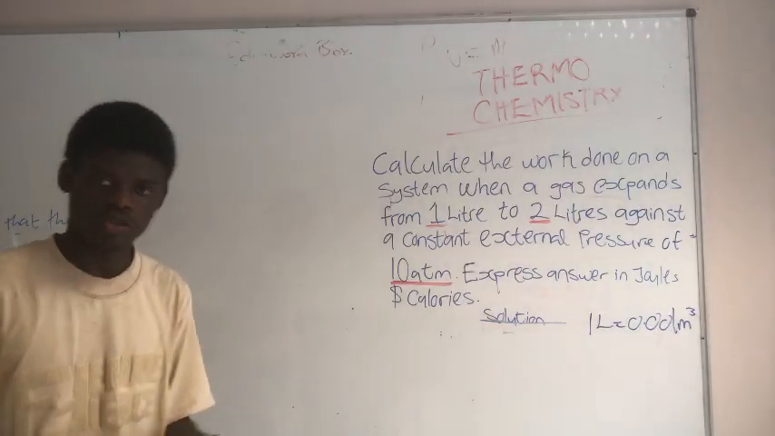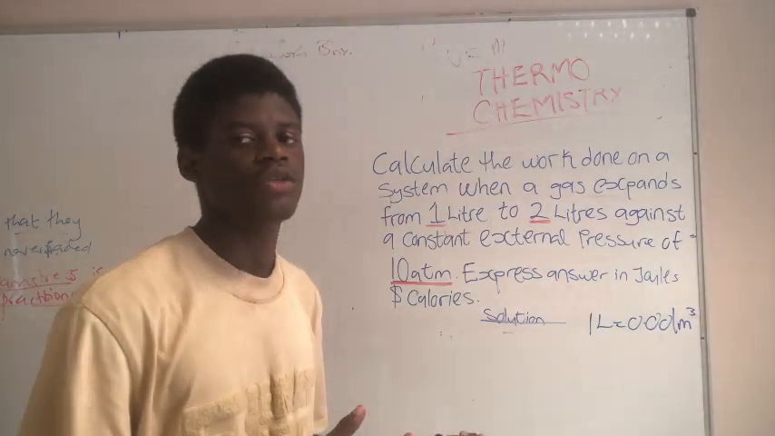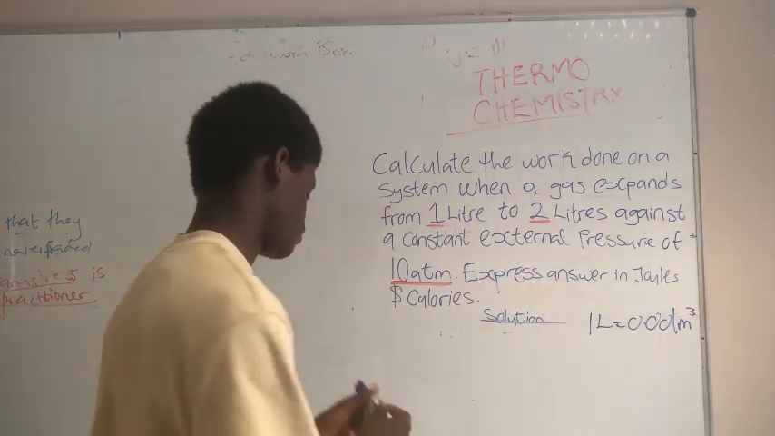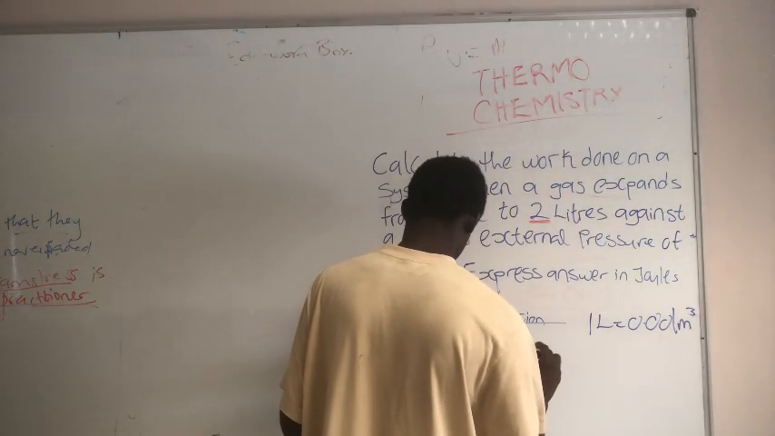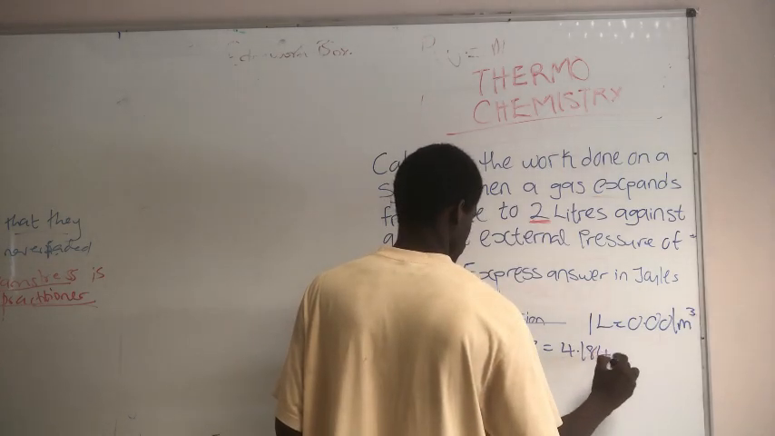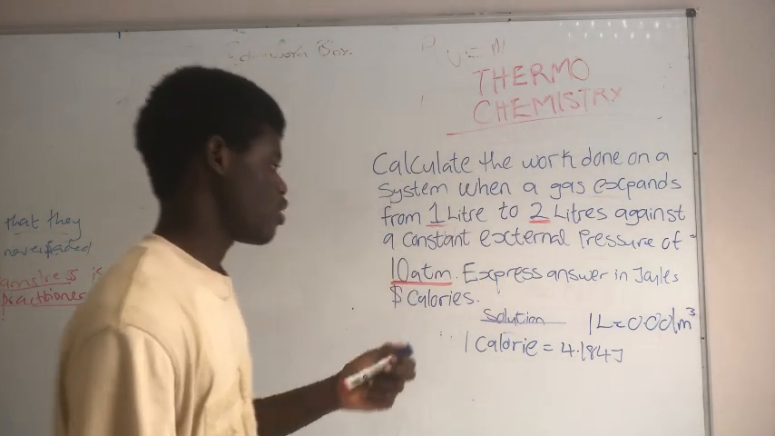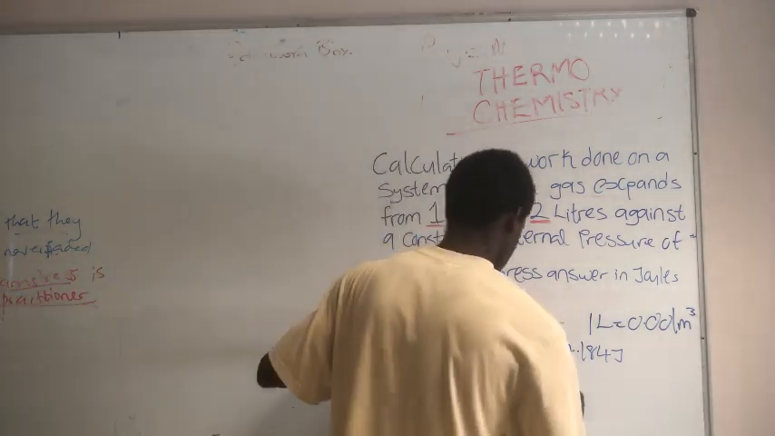So you just need to know the conversion value. 1 calorie is 4.184 joule. Now, how many calories? Our answer is 113.25. Yes, so how many calories?